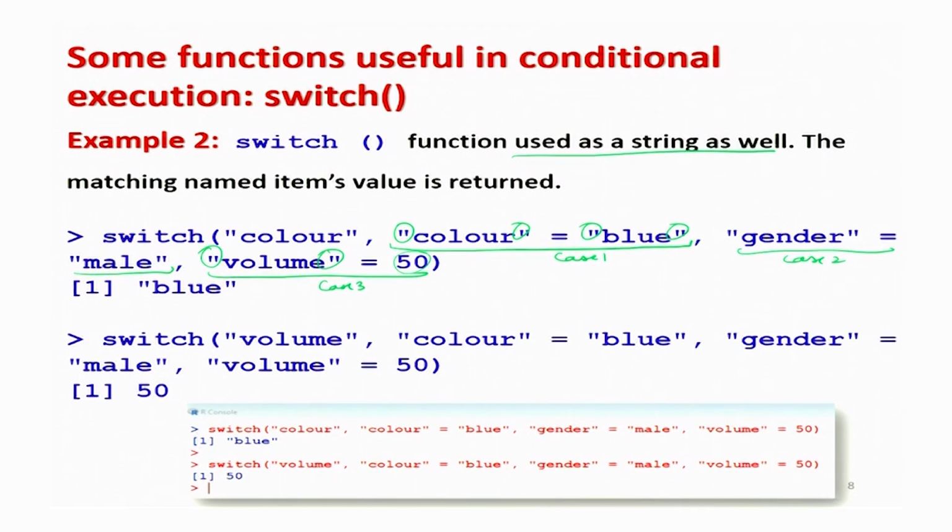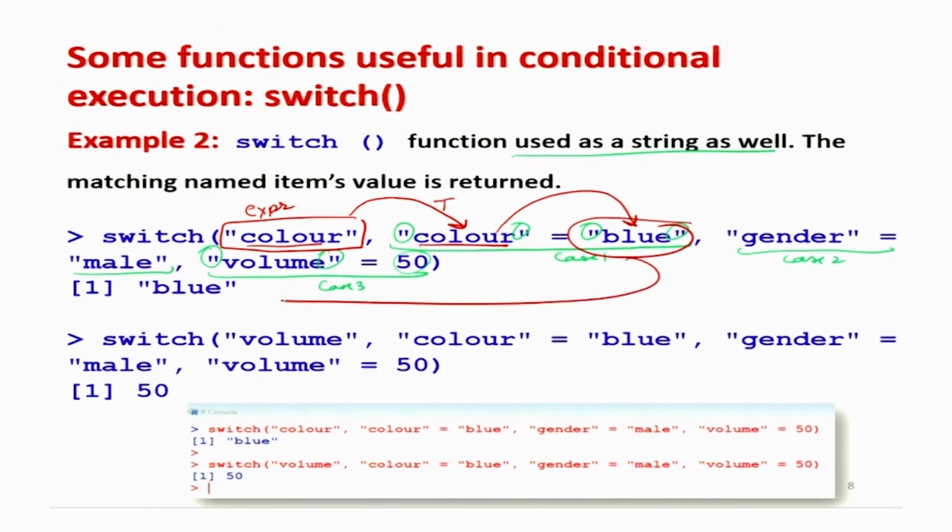Now you want to know where this color is. So, you write your expression, switch, color, within the double quotes, and now this expression will start working. It will come to position number 1 and try to match whether this color matches with this color or not. The answer comes out to be true. So, it finds the value of this color, which is blue, and this blue is printed here. This is how switch works.